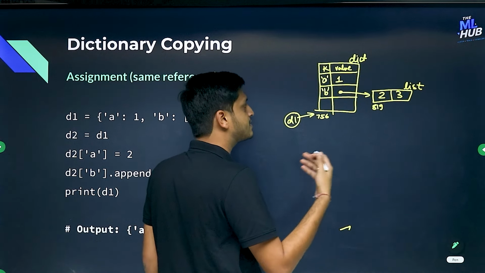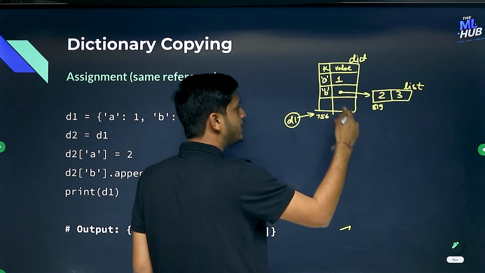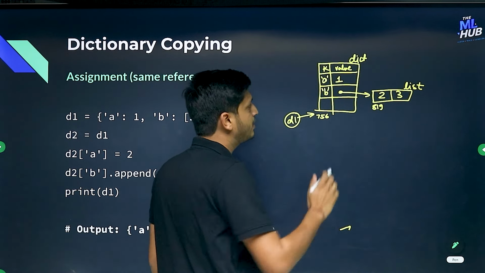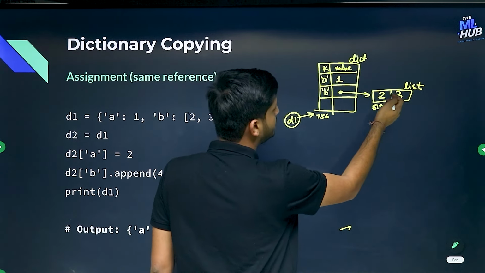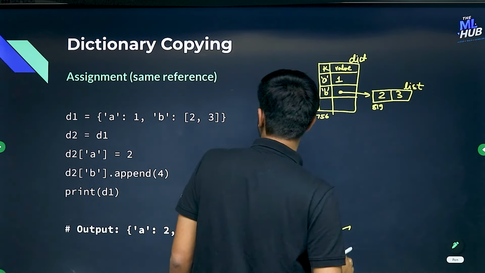Just like nested lists and nested tuples, if we have a list or a tuple or a dictionary inside a dictionary, this is how it is managed in memory. Even if you have another dictionary, that will be stored in some other memory address and you will have a pointer. Okay, so this is how it will be stored.